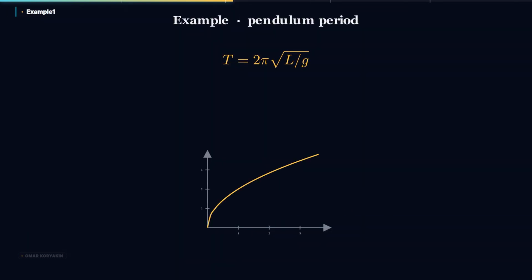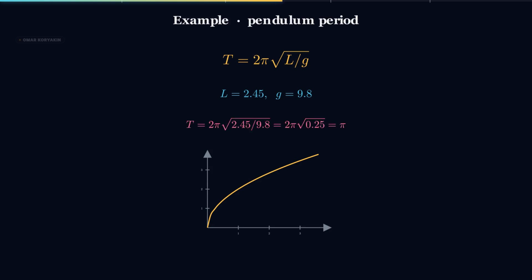A pendulum's period T equals 2 pi times the square root of L over g, where L is the length and g is the gravitational acceleration. A 2.45 meter pendulum on Earth, where g is 9.8, has what period? Substitute. L equals 2.45 meters and g equals 9.8 meters per second squared. T equals 2 pi square root of 2.45 over 9.8.